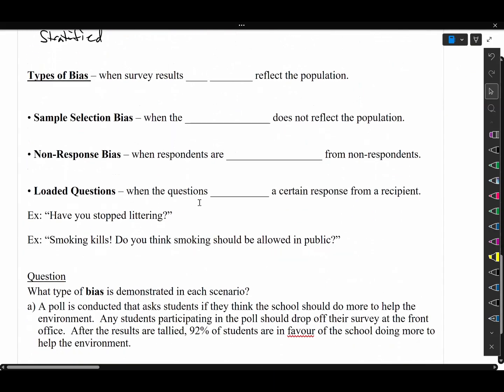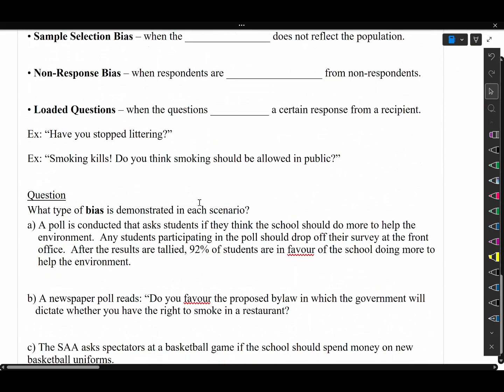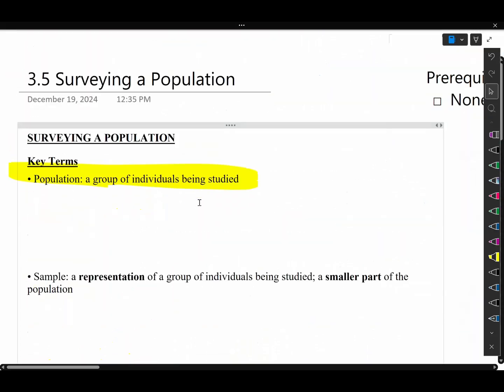We will go into types of bias as well. I'm just going to throw that into one other video because at this point it's getting a little bit long. Nice work here, folks.